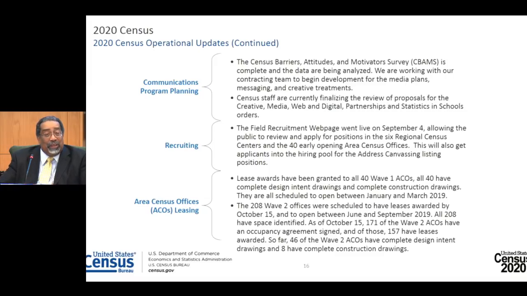This will get applicants into our hiring pool for the address canvassing listing operations. Just so you realize, address canvassing is less than a year away. We start address canvassing on August 19th, 2019. This is an interesting thing.